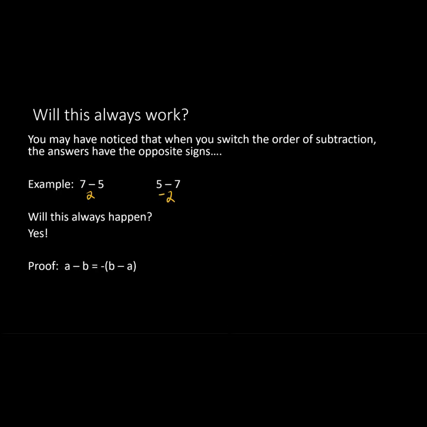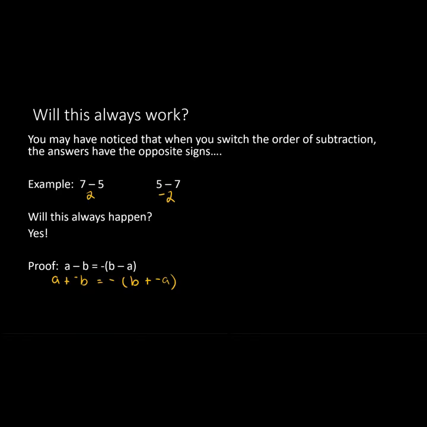Now, one of the things I'm going to do here is instead of writing it as subtraction, I'm going to write it as adding the opposite. So instead of a minus b, I'm going to write it as a plus -b. And I'm going to do the same thing with this. This will be b plus -a.